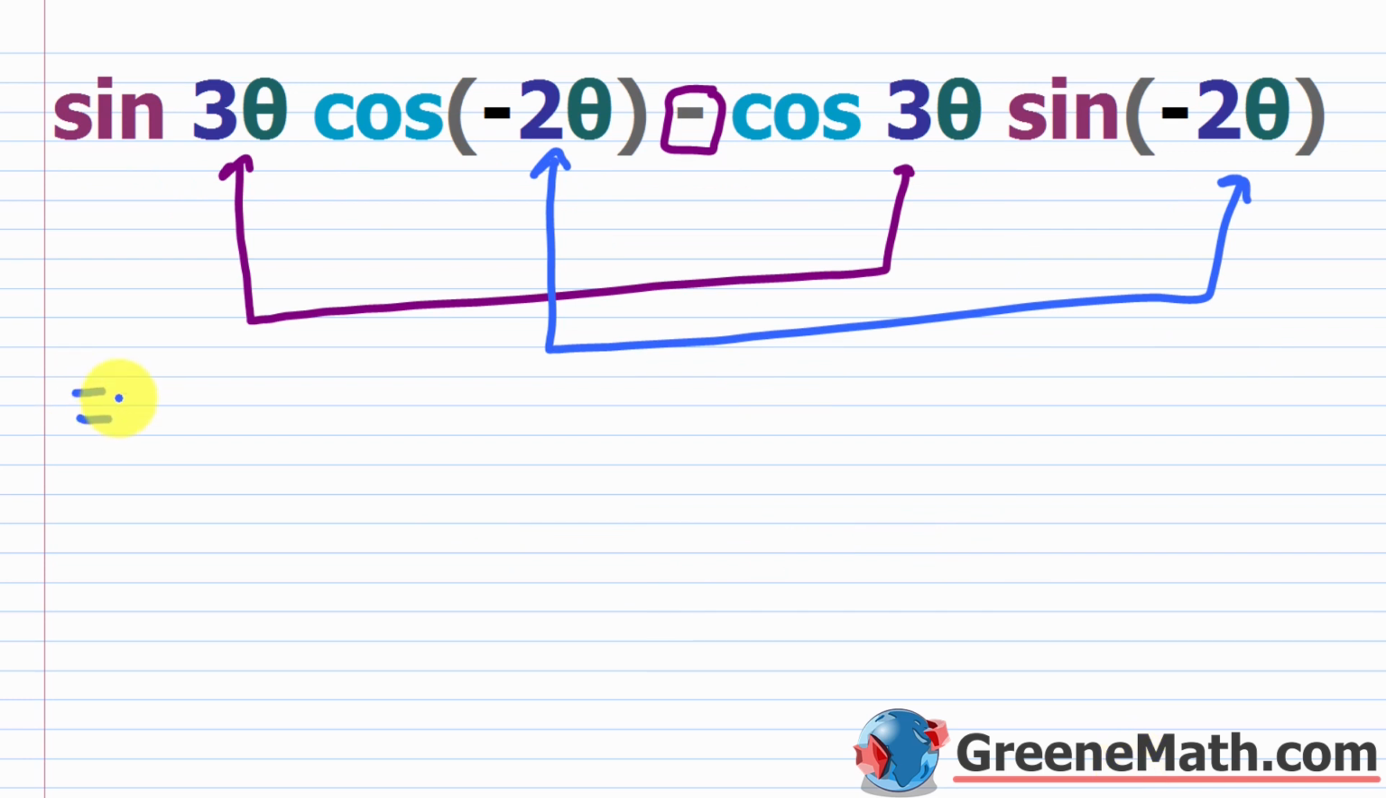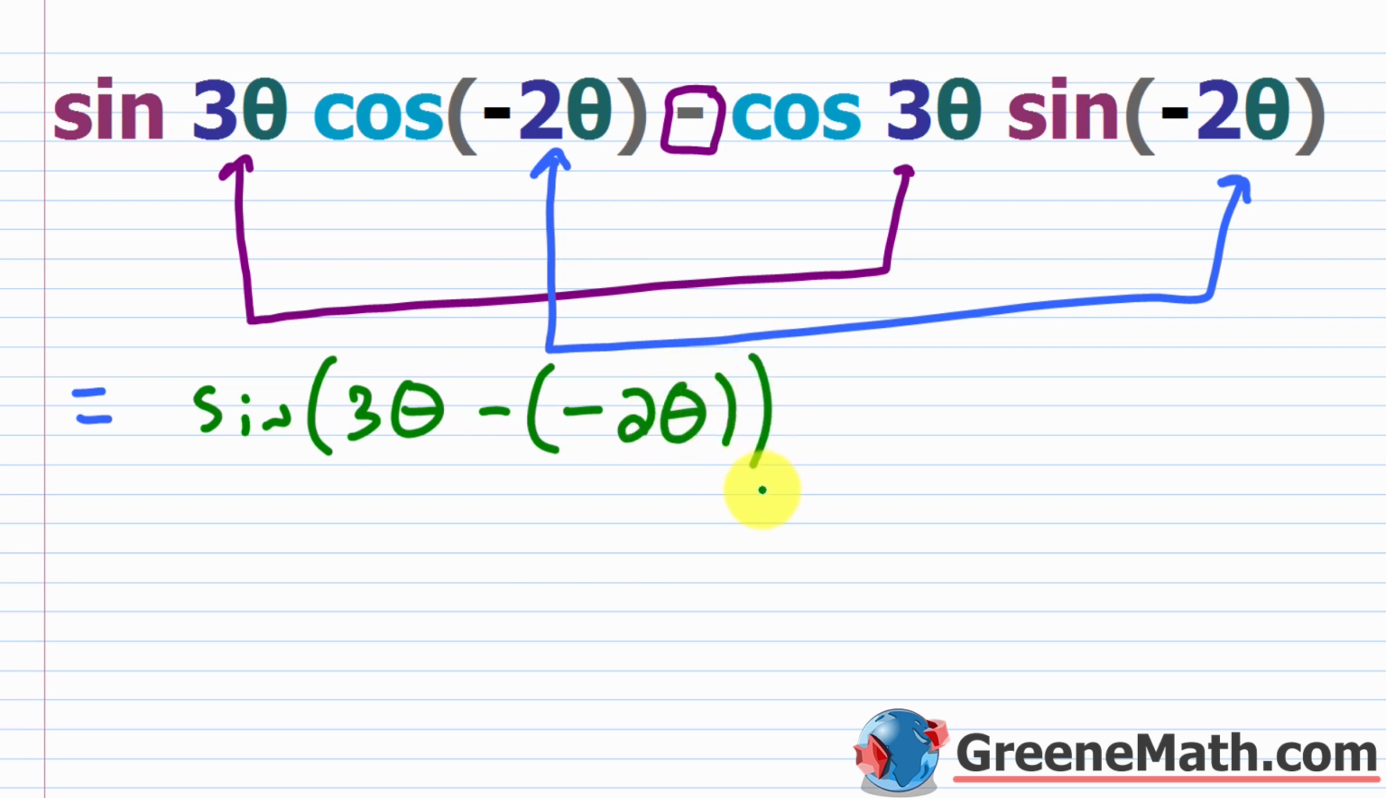So I'll just put equals here. I'm going to take this first angle, this 3 times theta, minus a negative 2 times theta. And so if I just combine this, 3 times theta, minus a negative is plus a positive, so you would have sine of 5 times theta.